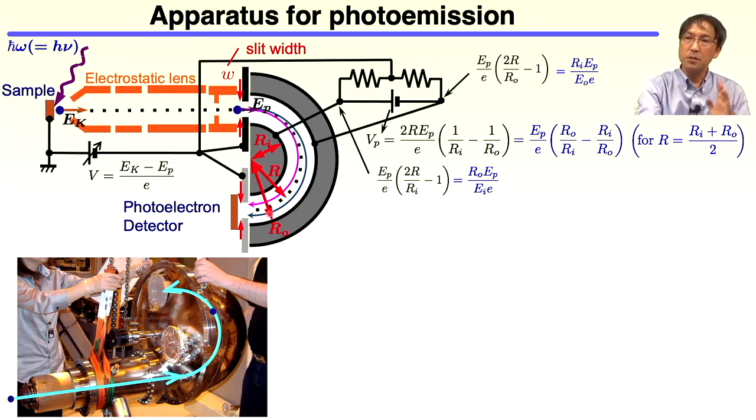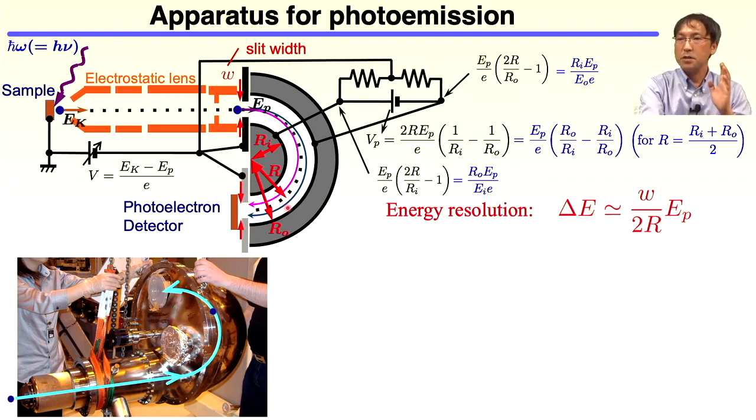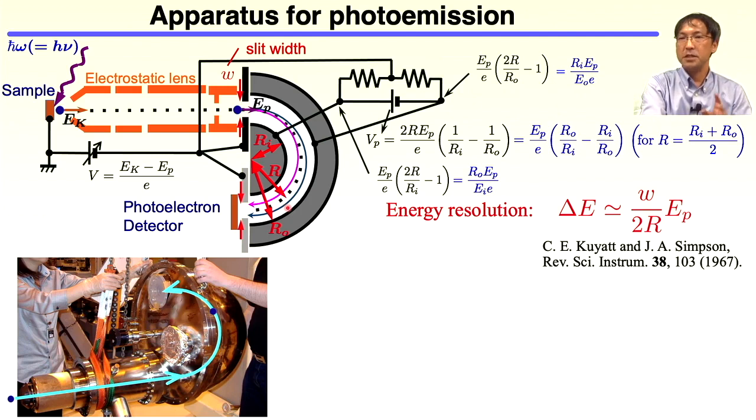We obtain the spectra by measuring the number of photoelectrons while sweeping the applied voltage V, proportional to the target kinetic energy. Although the detailed discussion is omitted, the energy resolution of the detected photoelectrons is expressed as shown in this formula, which is proportional to the pass energy and the slit width in front of the entrance of the hemispherical analyzer.